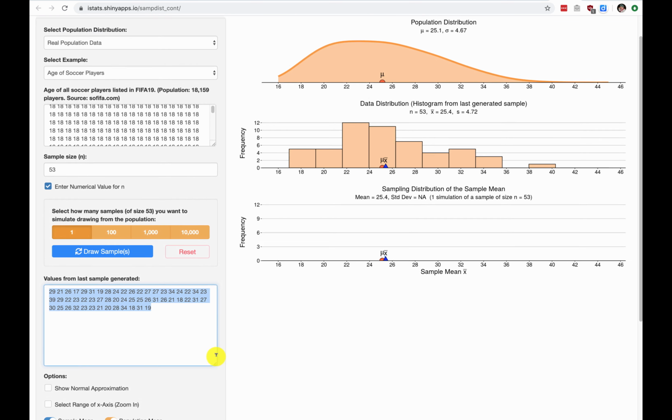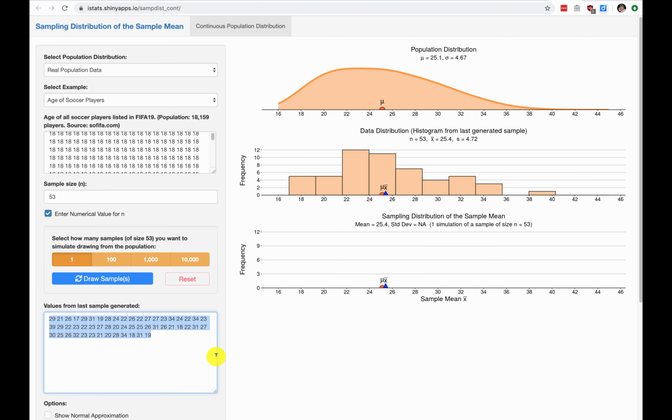Okay, so the idea of a sampling distribution is that hypothetically, if we could take lots and lots and lots of samples of size 53, what would that graph end up looking like? So I can go back to my blue button that says draw samples, and I could click on it one more time, and I'm going to get a new group of 53 people.